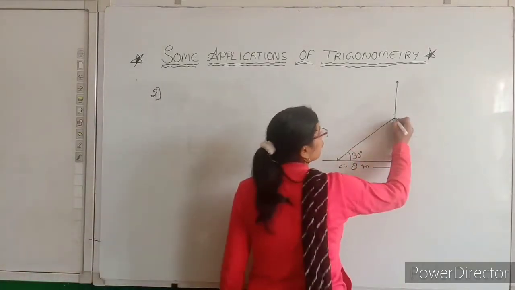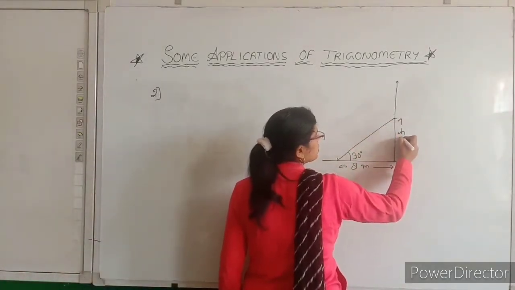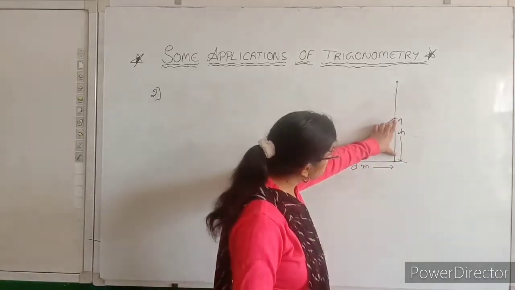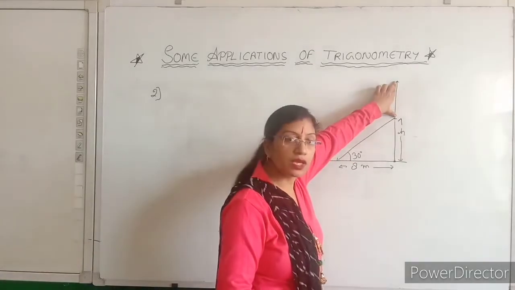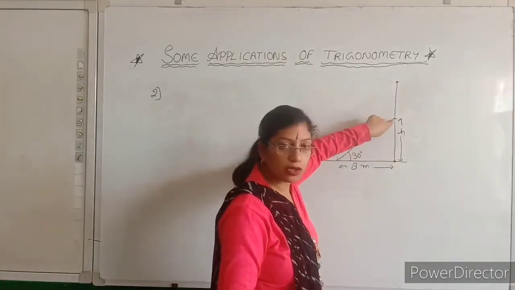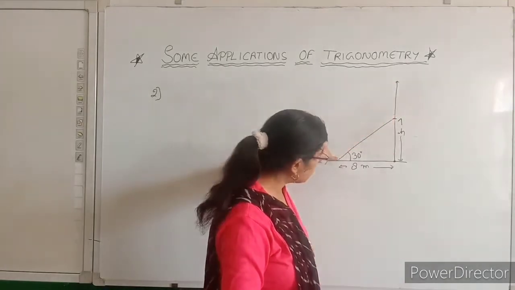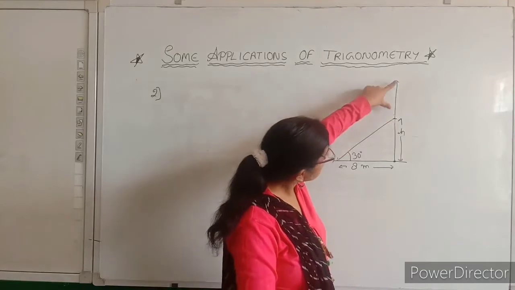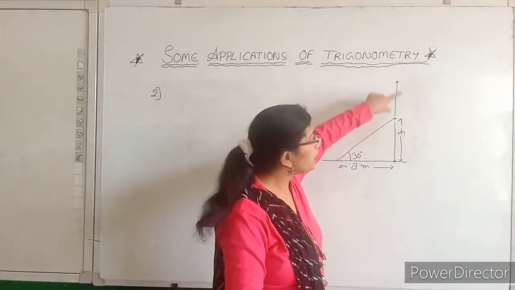I have let from here to here the distance, the height is h, but this is not the height of the tree. Height of the tree is this much plus this much. Okay, this is the total height of the tree. So what will you find? You will find the perpendicular also. You will find the hypotenuse also. तो perpendicular में hypotenuse को add करोगे, यही hypotenuse है, तो ये full length of the tree हो जाएगी.